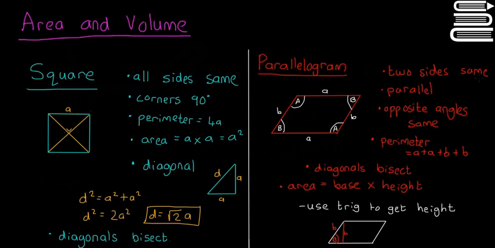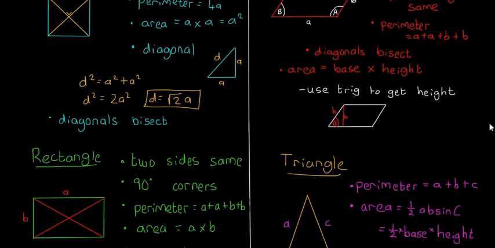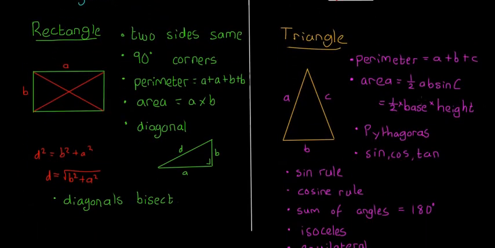Alright, so the next shape we're going to look at is the rectangle down here in the bottom left. So in the rectangle, 2 of the sides are the same, not all of them. So this is A, this is A, this is B, this is B, so they're similar. Again, 90-degree corners, so right angles in the corners. The perimeter is A plus A plus B plus B, so you just add all of the sides together again.